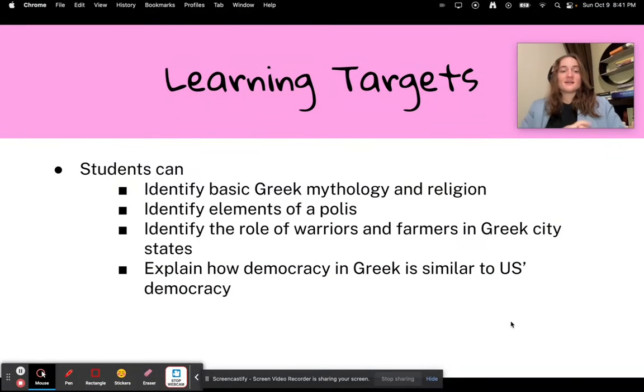All right, learning targets. Students can identify basic Greek mythology and religion, identify elements of a polis, identify the role of warriors and farmers in Greek city-states, and explain how democracy in Greece is similar to the US's democracy.